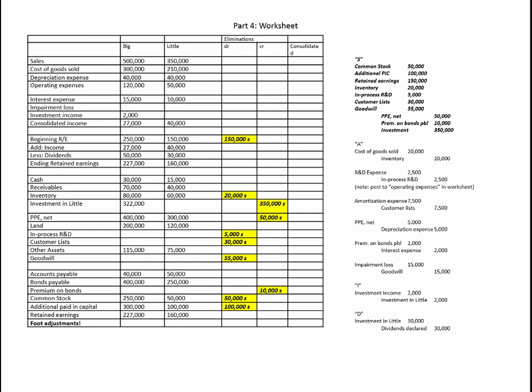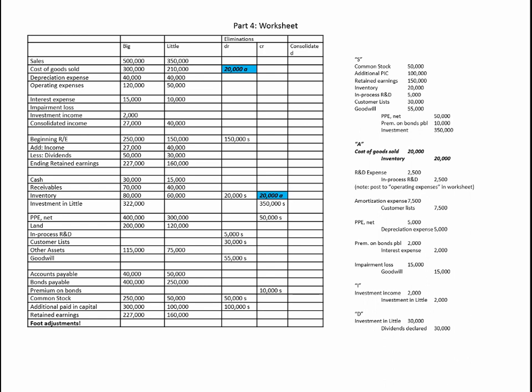We have to remember that when we adjust retained earnings, we always adjust beginning retained earnings and let that flow through to ending retained earnings through the worksheet process. And we have to keep in mind the distinction between investment income and investment in little. But aside from that, this is a very straightforward mechanical process, posting debits and credits to the appropriate debit and credit cell in the worksheet.